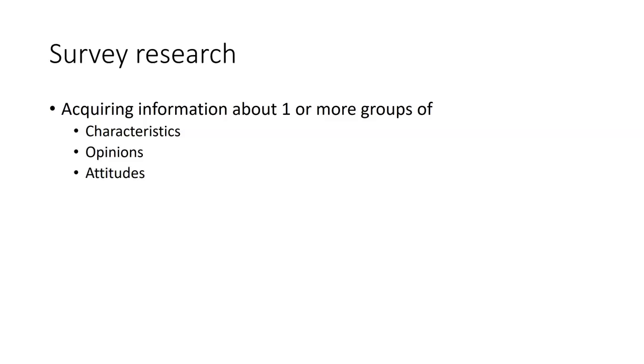You can look at an attitude. What is somebody's attitude towards a specific thing? And in survey research, we can do that. You can look at perceived experiences. You went on this particular ride. What did you think about it? And all of that's survey.